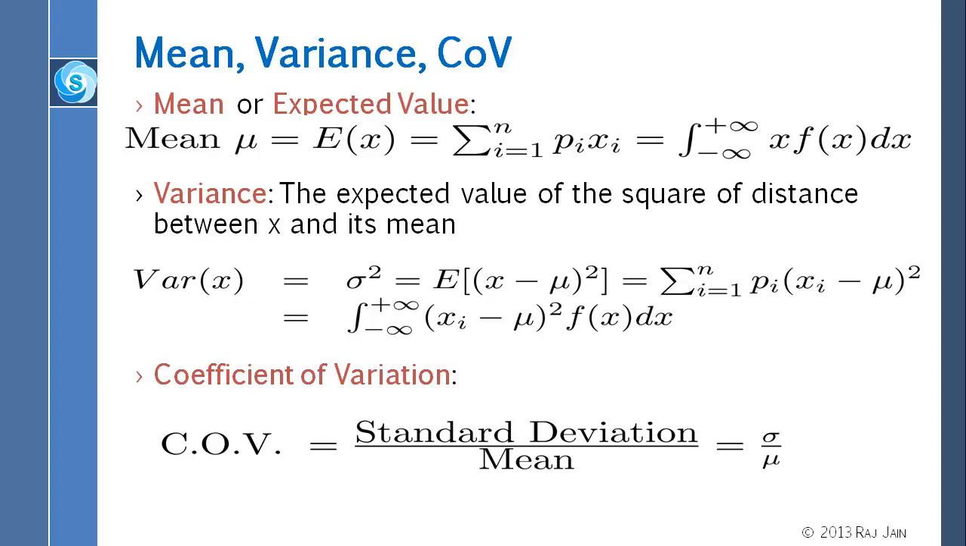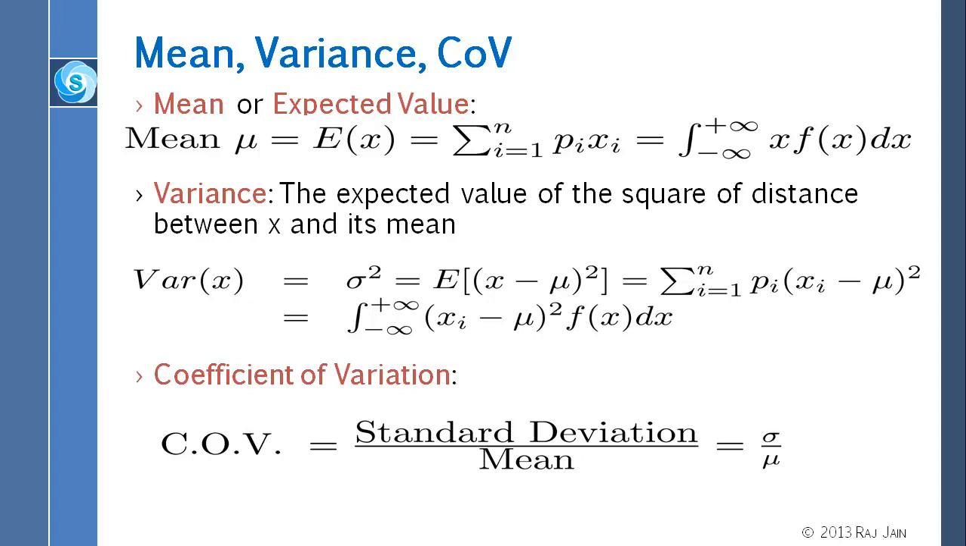deviation upon mean. Now, generally in our work, we prefer coefficient of variation to variance, and we prefer coefficient of variation to standard deviation. Let me tell you why.